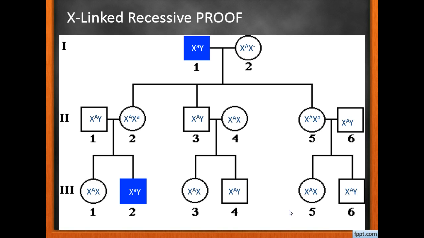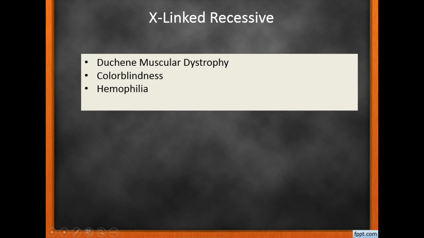We know it's a little tedious at times, but you really need to go through the steps to prove that your hypothesis, your mode of inheritance, is correct. And we have gone over 4 different modes now: autosomal dominant, autosomal recessive, X-linked dominant, and X-linked recessive. Here is a list of X-linked recessive disorders: Duchenne muscular dystrophy, color blindness, and hemophilia.